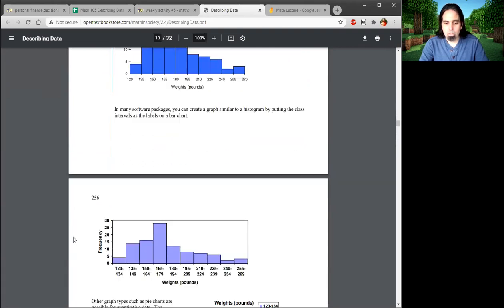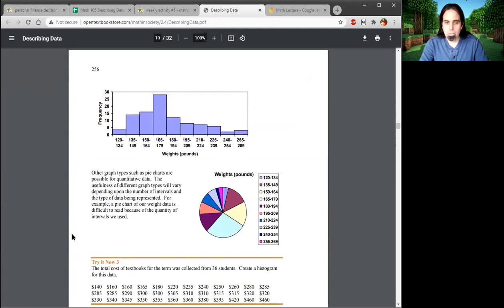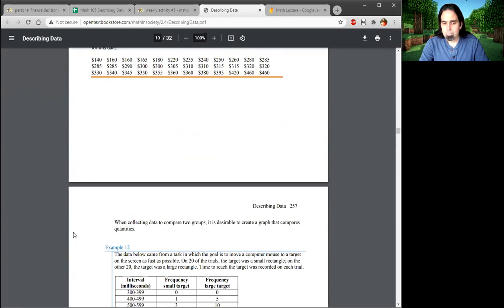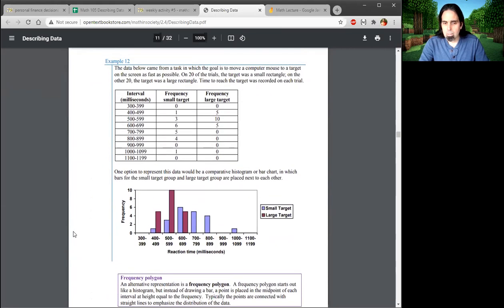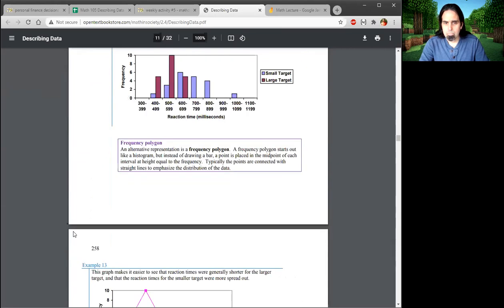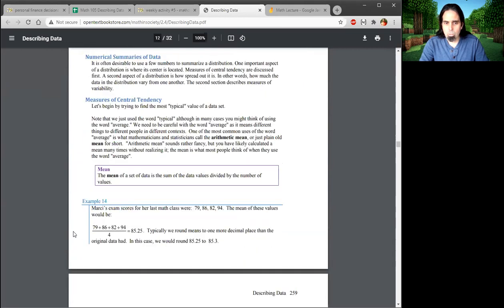Okay, another example of a histogram and so on. Do I want to do any more about this?